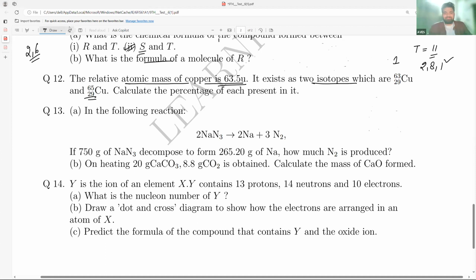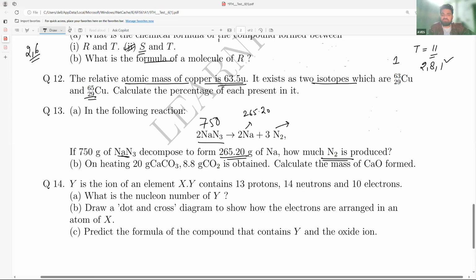Okay, doesn't matter. So in this question, what is being given to you in the following reactions? This is sodium nitrite when it is heated. It will give you sodium plus 3 molecule of nitrogen gas. If we have 750 grams of this one, and it decomposes to give this much grams of sodium, 265.20 grams of sodium, then how much grams of nitrogen is going to be produced?